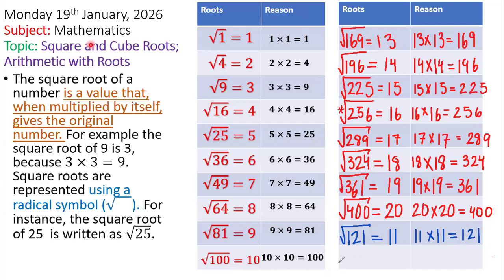And finally, what's the square root of 144? 12. Why? 12 times 12 is 144. Very good.